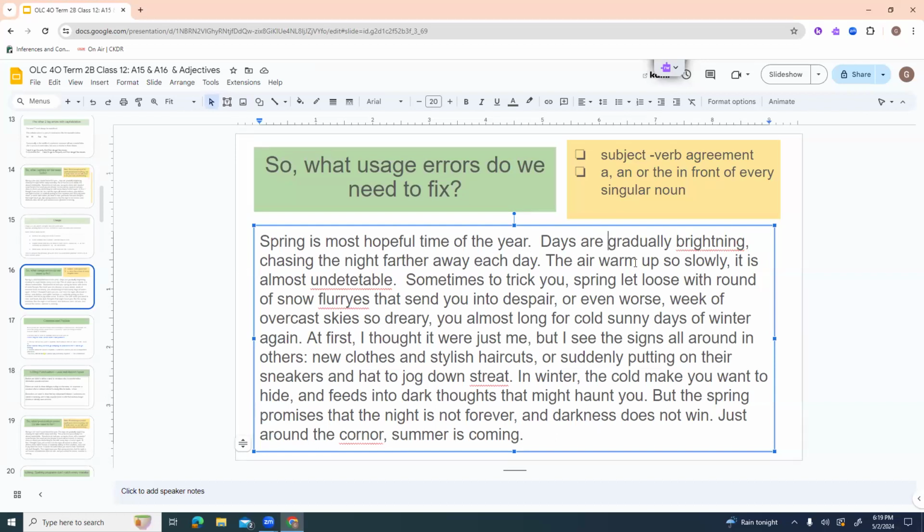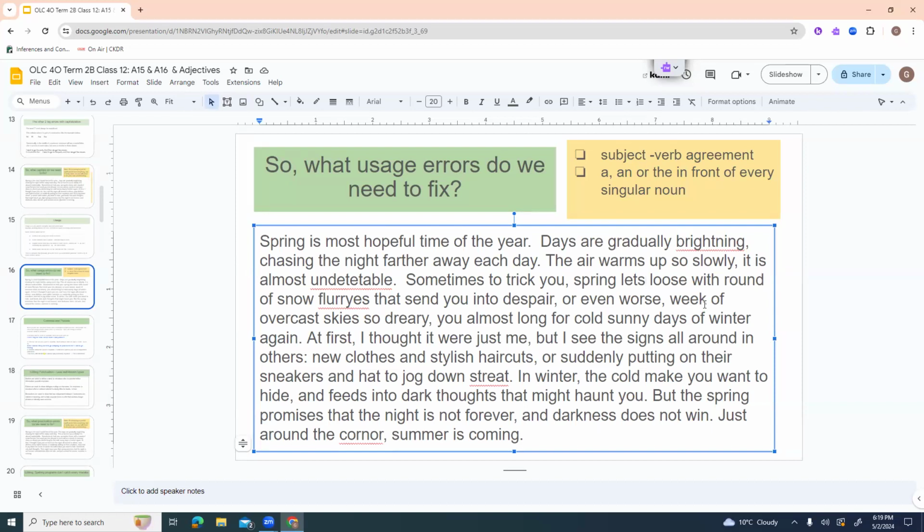"The air warm up." Okay, air is singular, so the verb should have an S on the end: warms. "The air warms up so slowly it is almost undetectable. Sometimes to trick you, spring let loose." Okay, spring is also singular, so the verb needs to have an S. "Lets loose with round of snow flurries that send you into despair, or even worse, week of overcast skies."